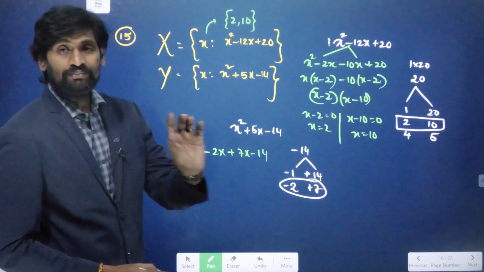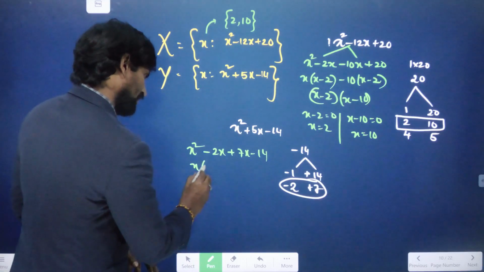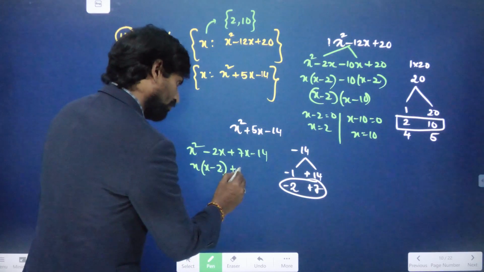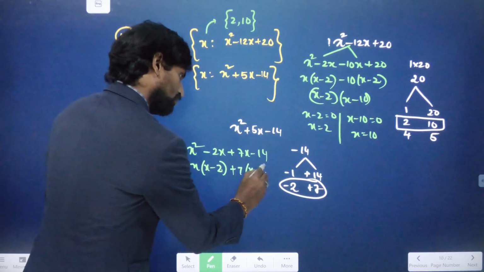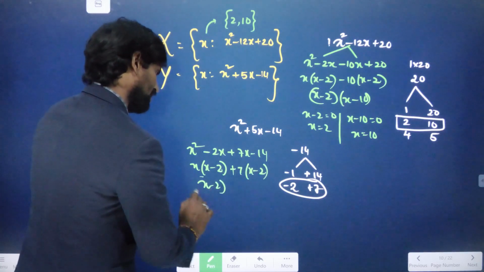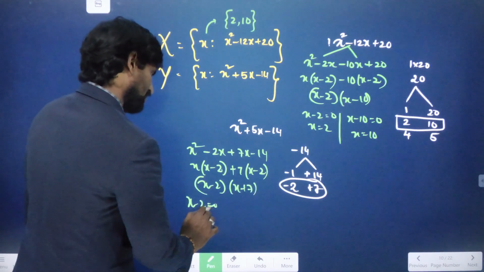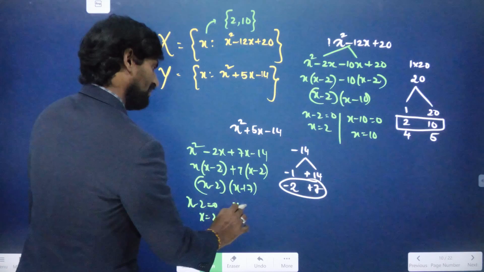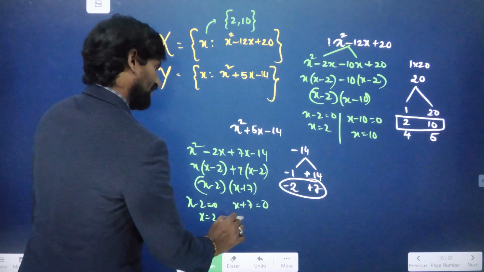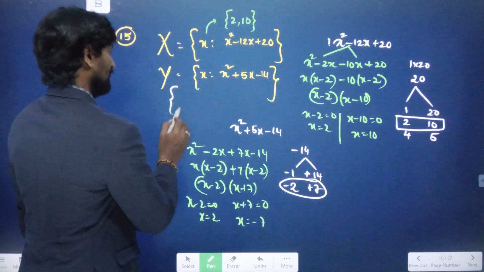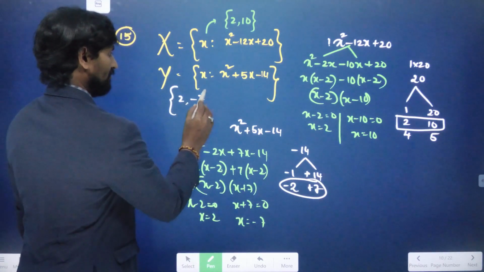From the first two terms take common x, so it will be x minus 2. Here, from the last two terms, 7 common, so x minus 2. So x minus 2 take common, we will get x plus 7. So x minus 2 is equal to 0, x value 2. X plus 7 equal to 0, x value minus 7. Therefore, this set is 2 comma minus 7.